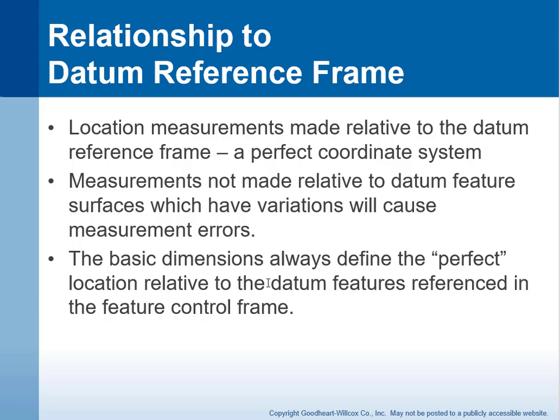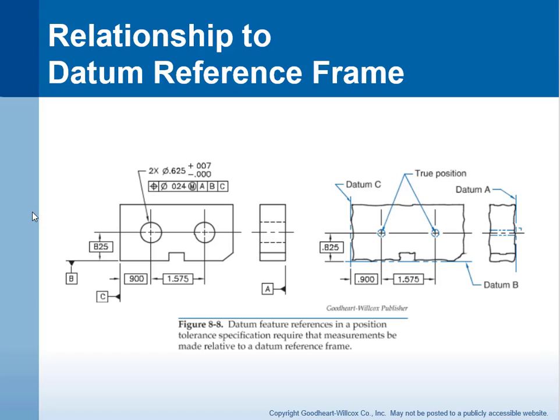So the basic dimensions always define the perfect location relative to datum features referenced in the feature control frame. Okay, so here we have our datum features, B and C. We have basic dimensions locating the holes from those B's and C's. And then when we go to inspect the parts like we're showing here, what we're going to do is we're going to have datum simulators that pick up datum A and datum B, and they're going to find for us the location of these datums so we can get an accurate position, a measurement of the position tolerance.